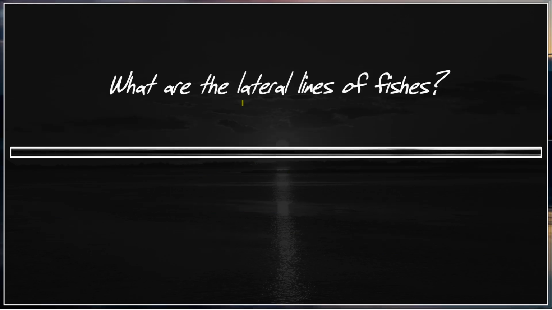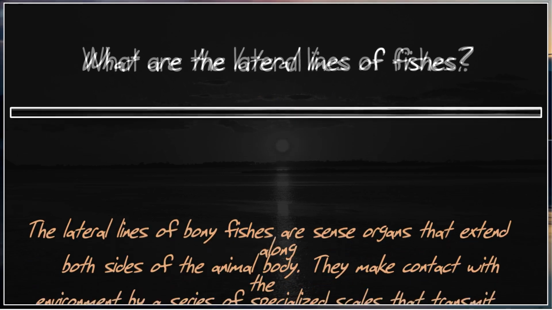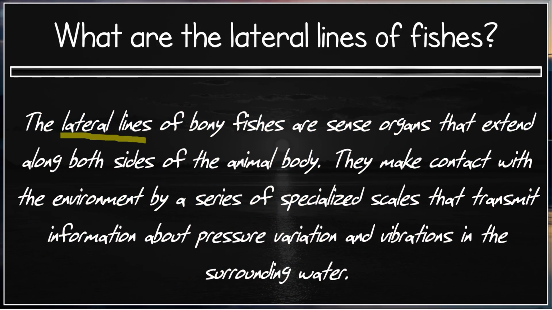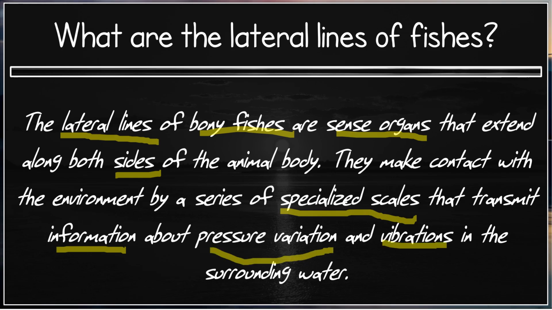What are the lateral lines in fish? Lateral lines of bony fish are sense organs that extend along both sides of the animal's body. They make contact with the environment by a series of specialized scales that transmit information about the pressure variation and vibration in the surrounding water.